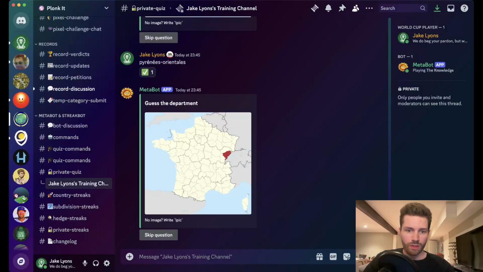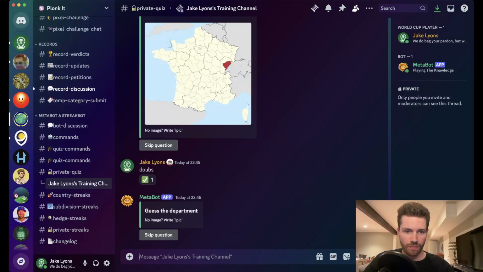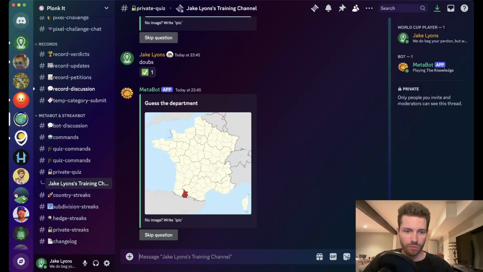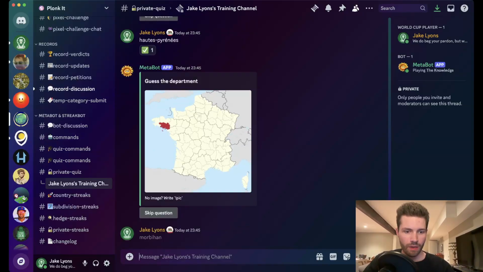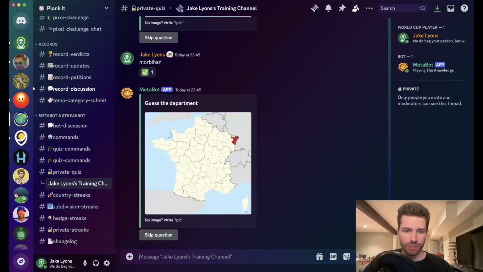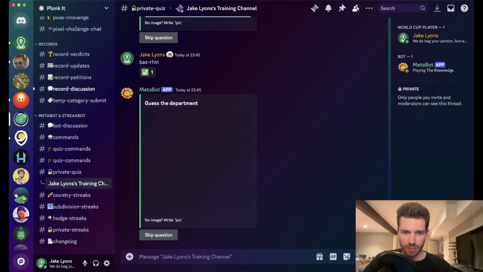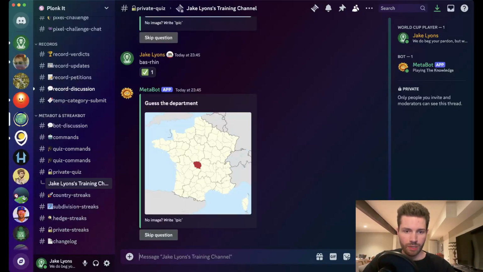Anyway, this is Doubs, and then that would be Hautes-Pyrénées. If you have suggestions as well on other types of subdivisions that you want me to try this for, I'm happy to take any suggestions that you have. Other countries, etc. I can't guarantee that I'll be able to grant that request, but I can do my best at least.